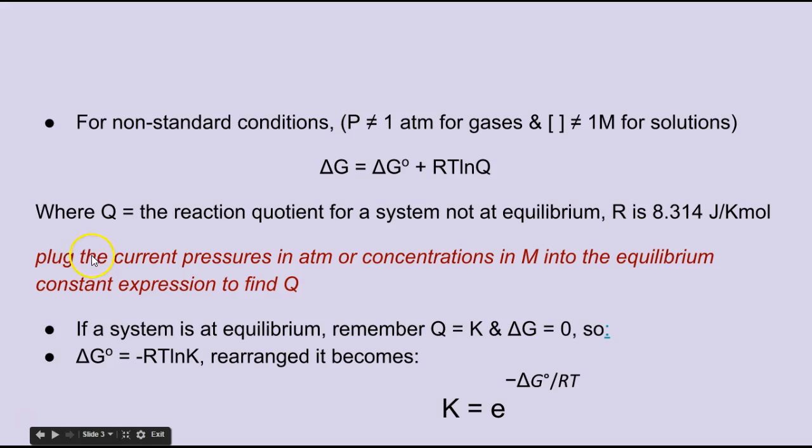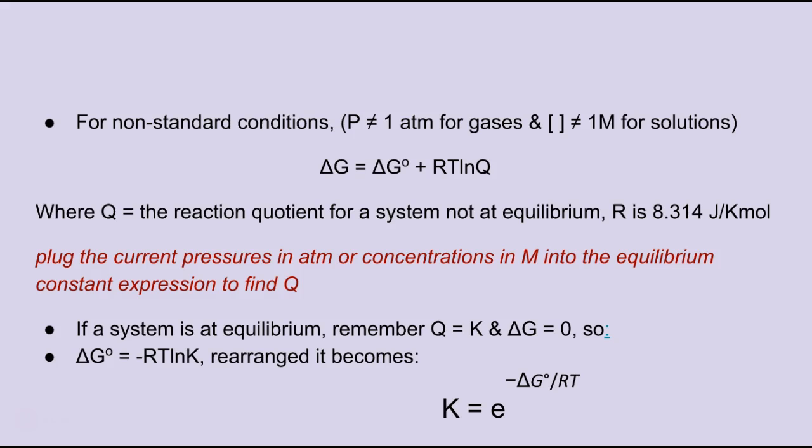And how we find that is what it says in red here, which is to plug in the current pressures. If we're working with pressures in the equilibrium expression, they need to be in atmospheres. If we're working with a Kc, or an equilibrium expression in terms of concentrations, we would need to plug in molarity. And then we're plugging into the expression and finding Q.